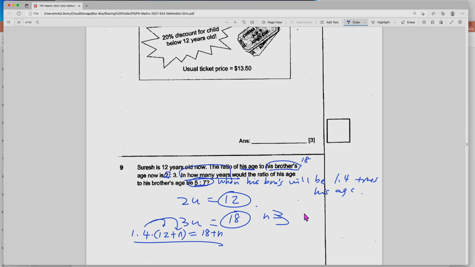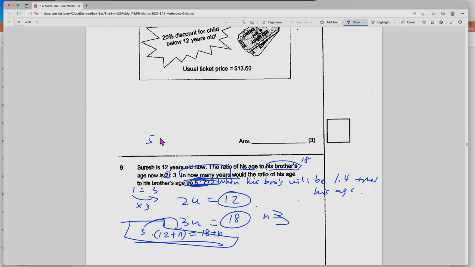Okay? So what if the ratio is not 5 to 7? What if the ratio is 1 to 3? So what do you need to change here? The multiple will be 3 times, right? So you need to change the 1.4 to 3 times. Okay?